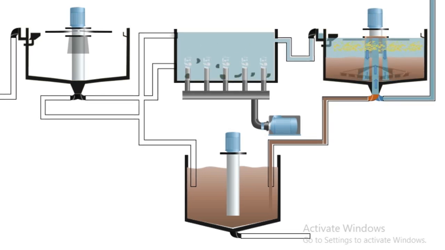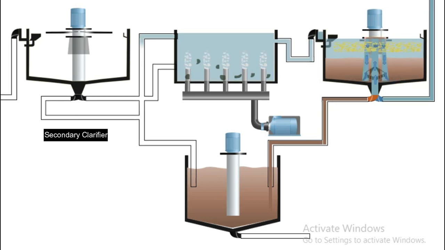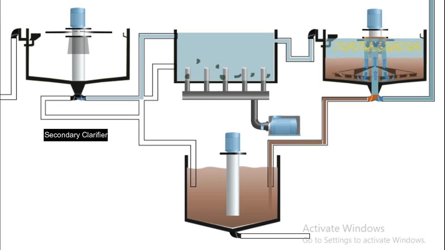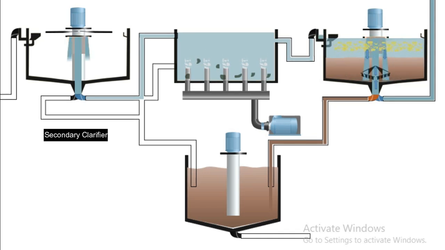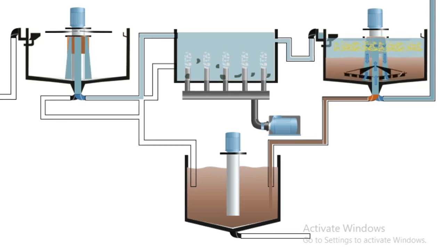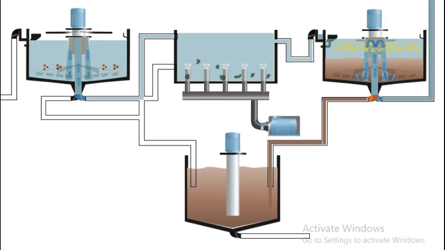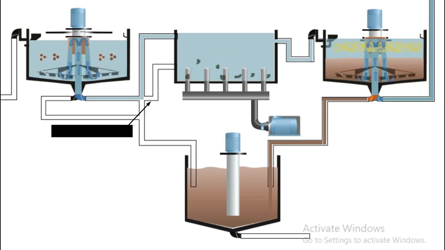The mixed liquor from the aeration tank then flows to the secondary clarifier, where the biological solids settle under gravity. Clear treated water overflows from the top through collection weirs, while the settled biomass forms a sludge layer at the bottom. These clarifiers perform two key functions: clarifying the effluent and thickening the biological sludge.